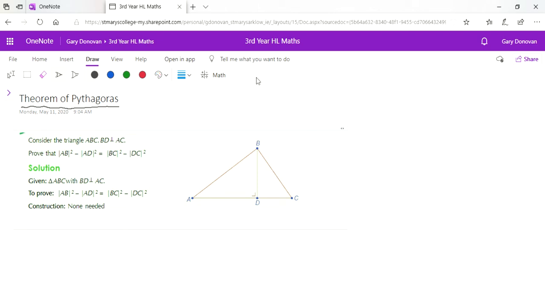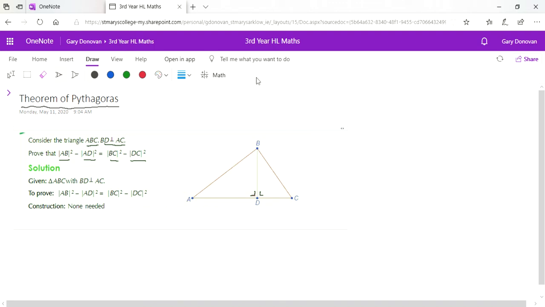So we've been given a triangle ABC, and there's a line down the centre going from B to D, which is perpendicular to AC. So if you look here, we actually have two right angled triangles formed. Prove that AB squared minus AD squared equals BC squared minus DC squared.